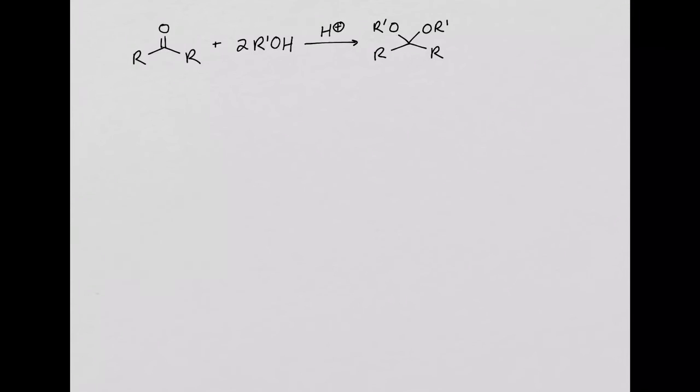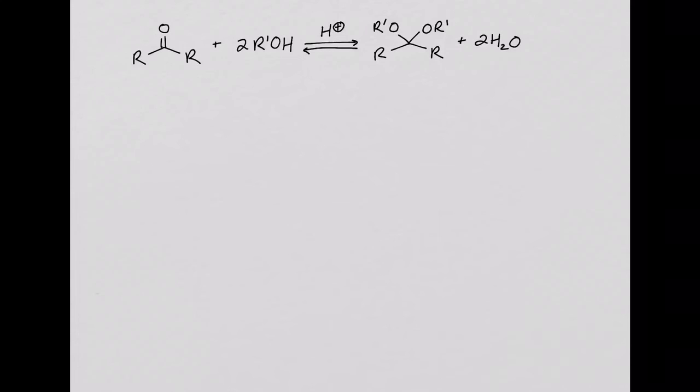In summary, the treatment of a ketone or an aldehyde with two equivalents of alcohol in the presence of an acid catalyst will produce the acetal. This is a condensation reaction, so it also produces two equivalents of water. This is important because this reaction, like most reactions, is in equilibrium, meaning that it's reversible. That means that Le Chatelier's principle applies.